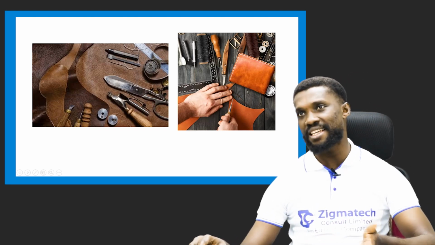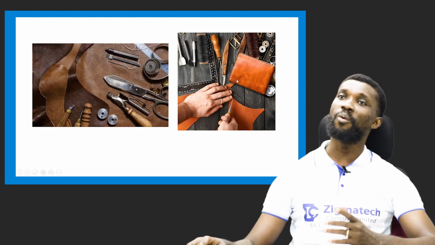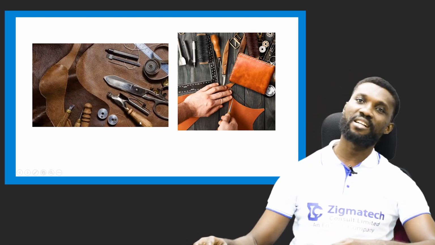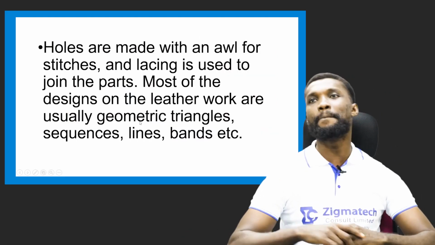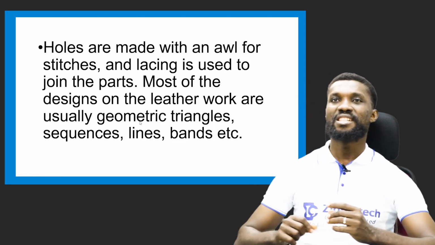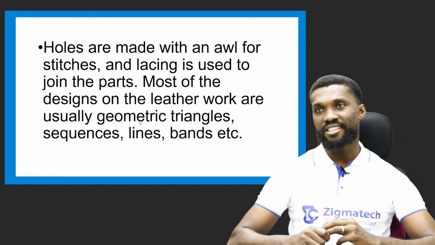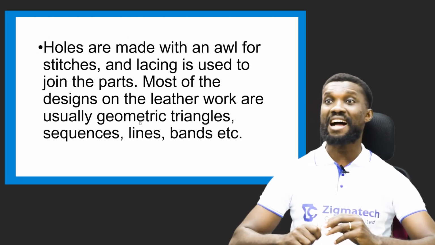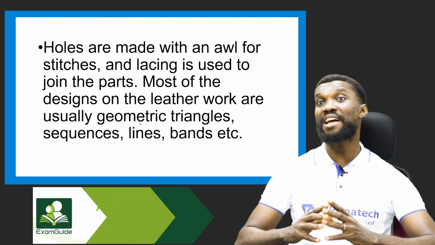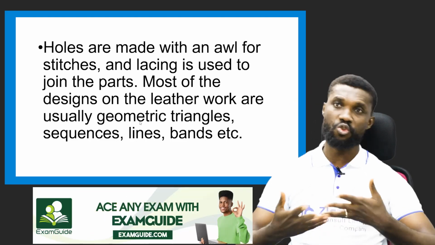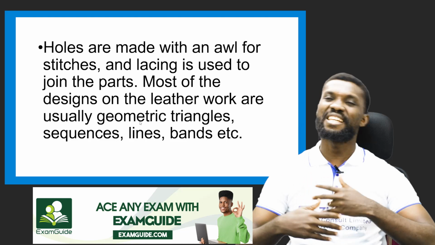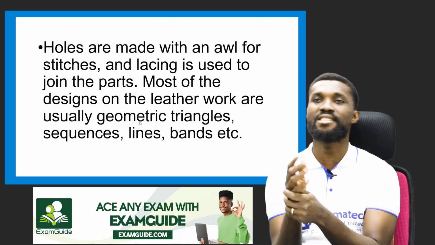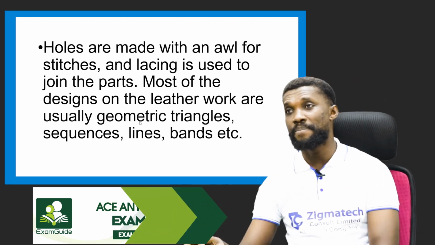Now this is the process of making anything. It could be a bag, it could be a savings purse, it could be a wallet, it could be a shoe, it could be a belt. That's just the process it undergoes. Now holes are made with an awl for stitching, and then lacing is used to join the parts. Most of the designs on leather work are usually geometric: triangles, squares, lines, and bands. These are some of the different designs that you see on a leather bag.